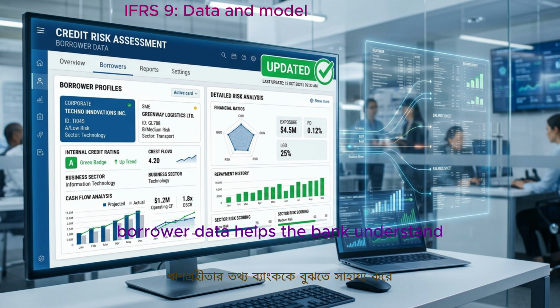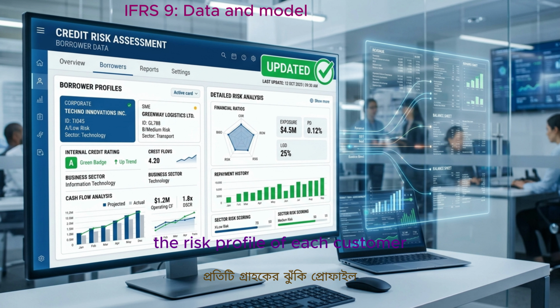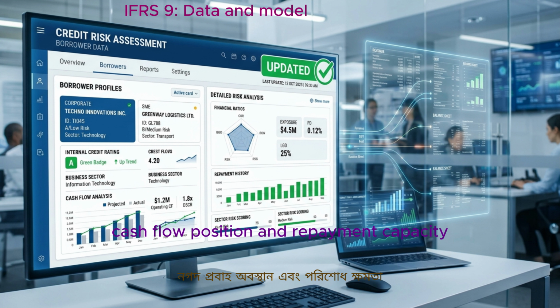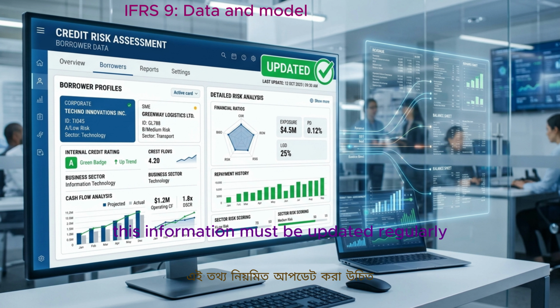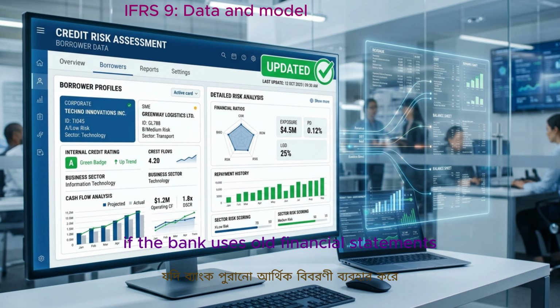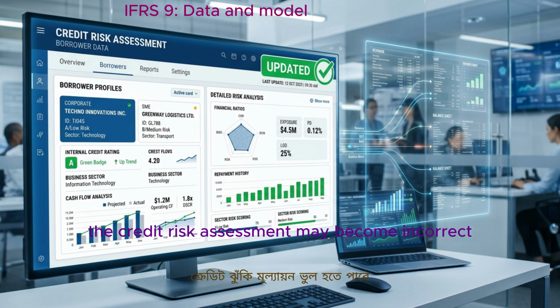Borrower data helps the bank understand the risk profile of each customer. This may include the borrower's name, customer ID, borrower type, business sector, location, group relationship, related party status, internal credit rating, external rating if available, financial statements, cash flow position, and repayment capacity. For corporate and SME borrowers, this information must be updated regularly. If the bank uses old financial statements or outdated business information, the credit risk assessment may become incorrect.